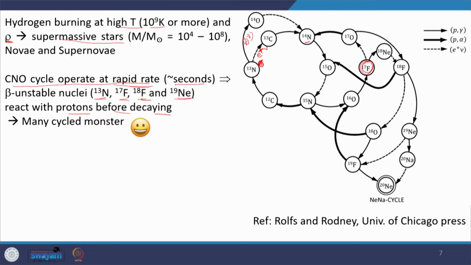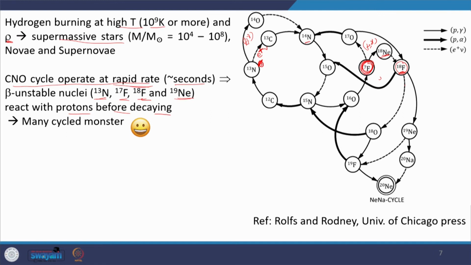This is where. This fluorine 17 can react with the proton and give rise to neon 18, and produces fluorine 18, and once again oxygen 15. And where is F18? This is the one. F18, I have discussed earlier, is produced because of another reason. Now, if it reacts with the proton, it goes to another cycle, where this dotted circle is shown to you. And if it is not going to oxygen 16 via P alpha, it can also go to oxygen 18.